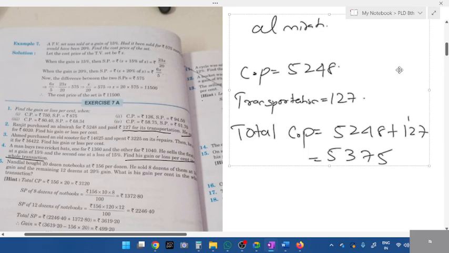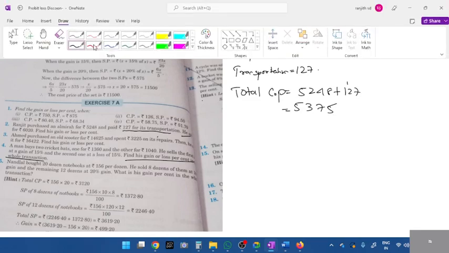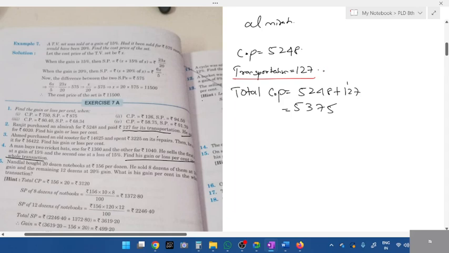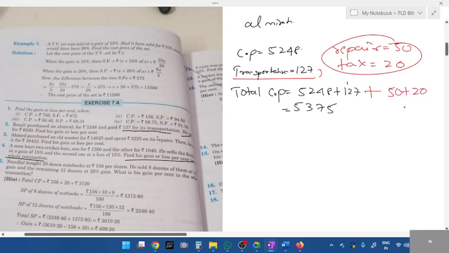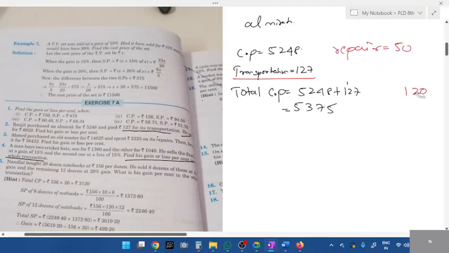Very good. 5375. In this question, how many extra expenses were given? Only transportation was given. In other questions too, there are chances they might give transportation, they might give even repair, for example, repair 50, and tax they might give 20. So when there are three values, what you have to do? You have to add 127 plus, what are the other two? 50 plus 20. Is this clear? Did you understand the overhead expense concept? Whatever value they give, just add it along with CP, students. They might give two values, three values, just add it.